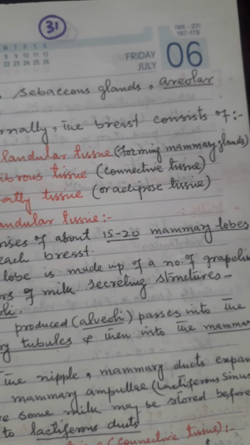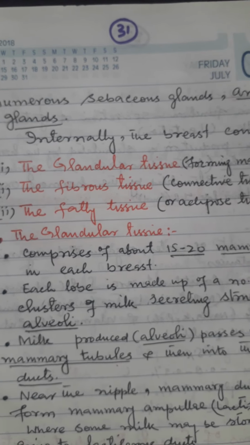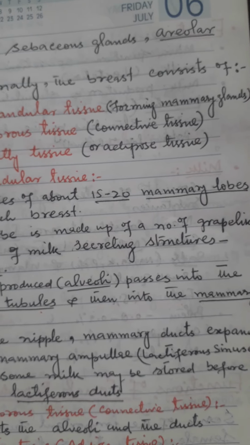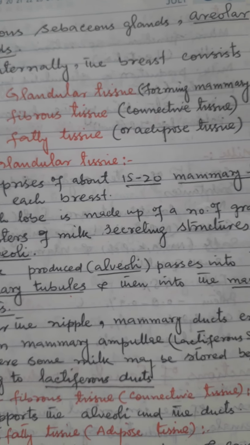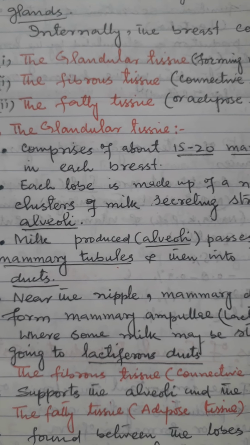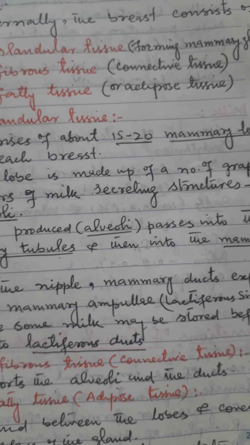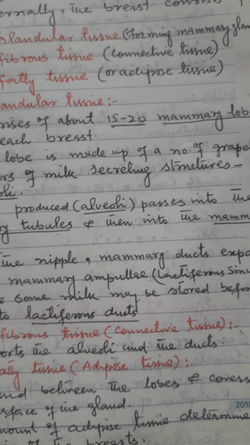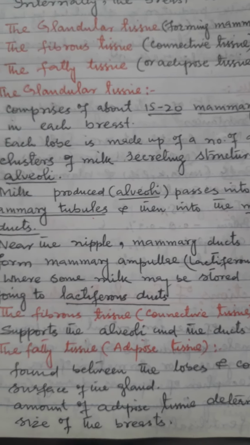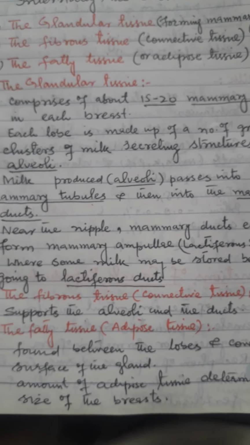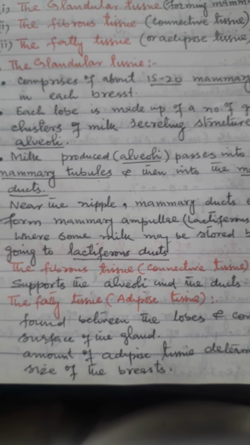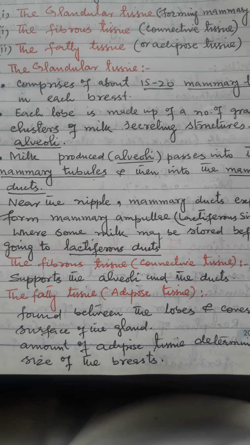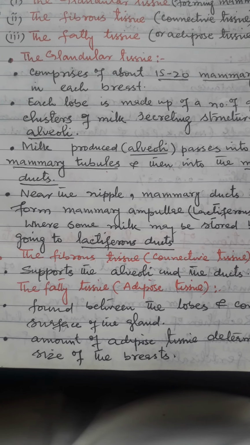Internally, the breast consists of number one, the glandular tissue forming mammary glands, the fibrous tissue, which is the connective tissue, and the fatty tissue or adipose tissue. The glandular tissue comprises about 15 to 20 mammary lobes in each breast. Each lobe is made up of a number of grape-like clusters of milk secreting structures called the alveoli. Milk produced in alveoli passes into the mammary tubules and then into the mammary ducts.